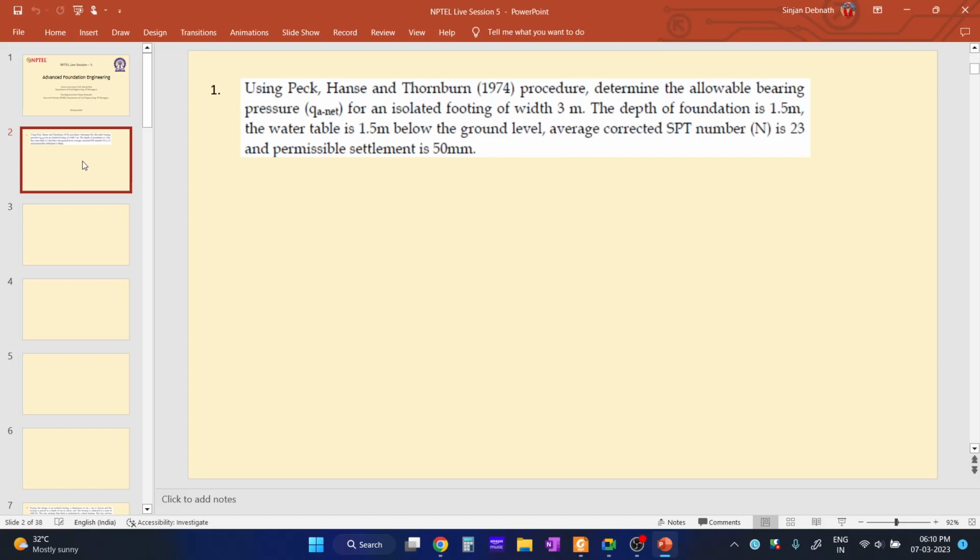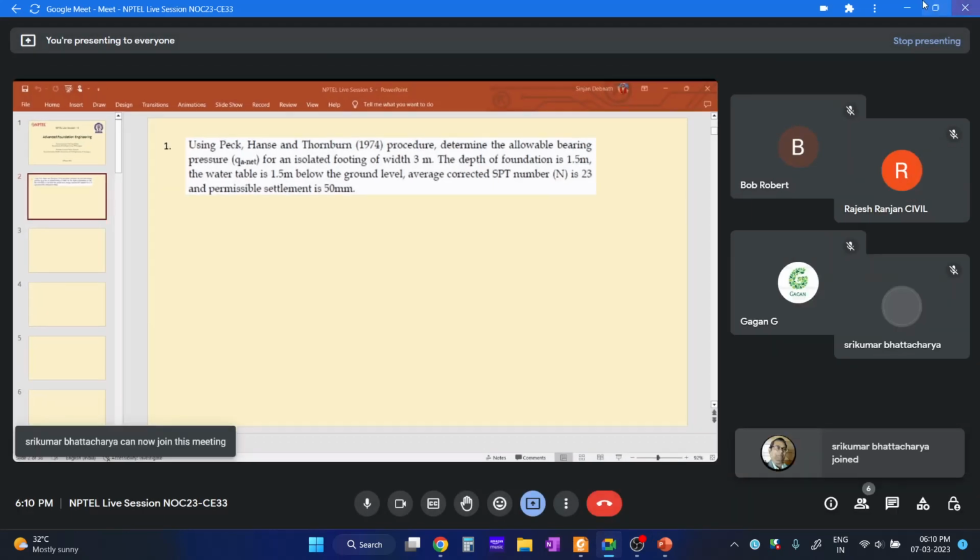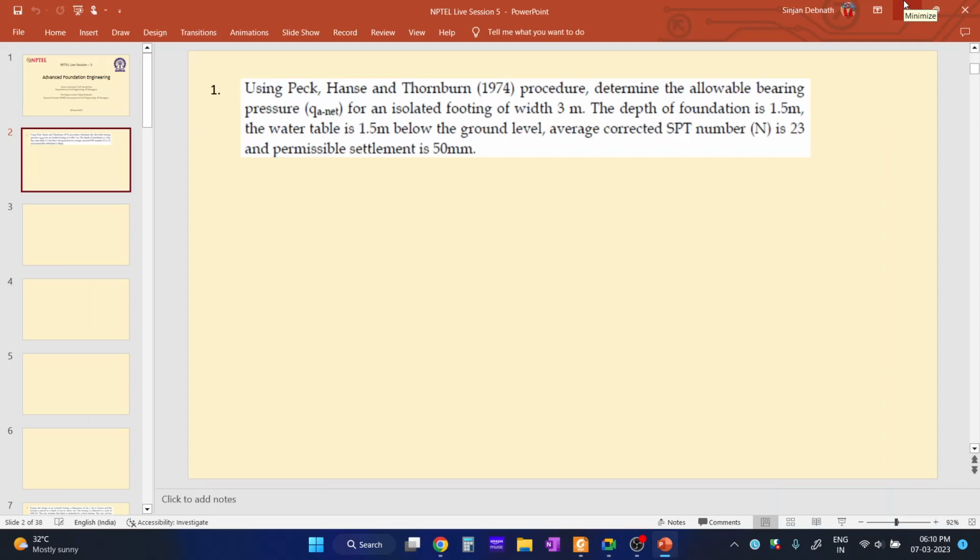So we need to use the Peck, Hansen and Thornburn 1974 method. By using the method, we will find out the net allowable bearing pressure for an isolated footing of width 3 meter. The depth of the foundation is 1.5 meter. The water table is 1.5 meter below the ground level, and average SPT value is 23, and permissible settlement is 50 millimeter. So, what is this procedure of Peck, Hansen, and Thornburn 1974?